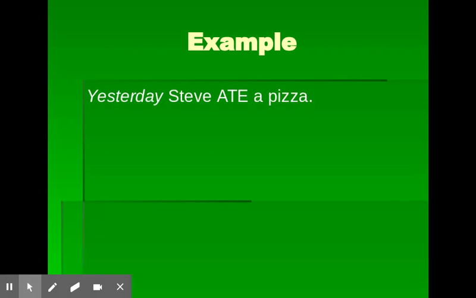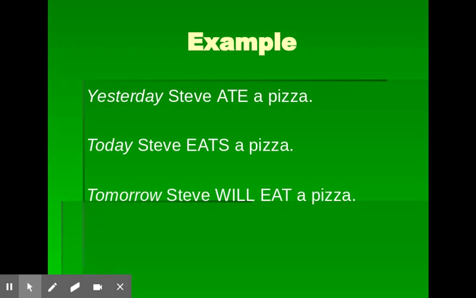All right, well, let's do another example. If I have the sentence, "Steve ate a pizza." I have yesterday, Steve ate a pizza. Today, Steve eats a pizza. Tomorrow, Steve will eat a pizza. Tomorrow, Steve will have a stomachache. But that was pretty easy.